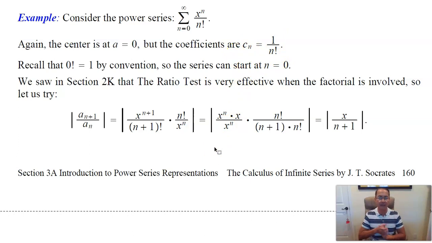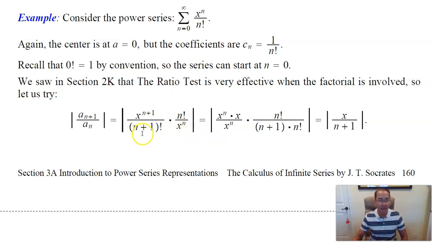Let's think about the ratio test. What is a sub n plus 1? What's the n plus 1th term of this series? So n will become n plus 1, n factorial will become n plus 1 factorial. We've seen this before. So a sub n plus 1 is x to the n plus 1 over n plus 1 factorial. Divide by this, and remember that it's just the same as multiplying by the reciprocal. Flip that fraction, we get n factorial over x to the n.